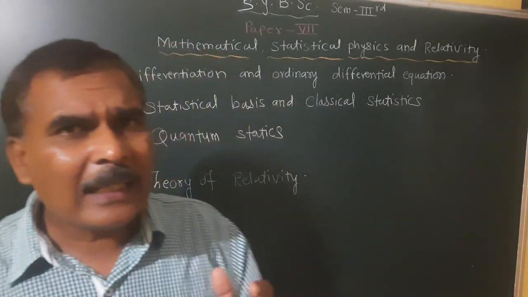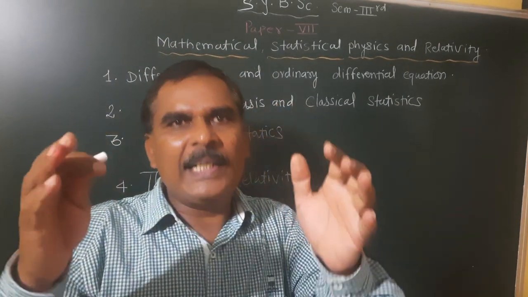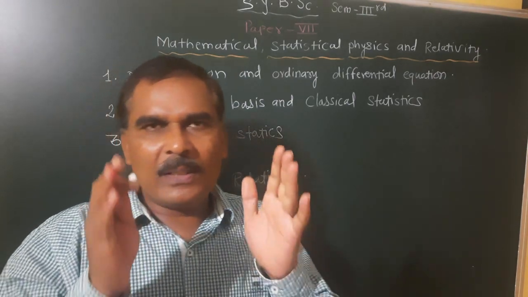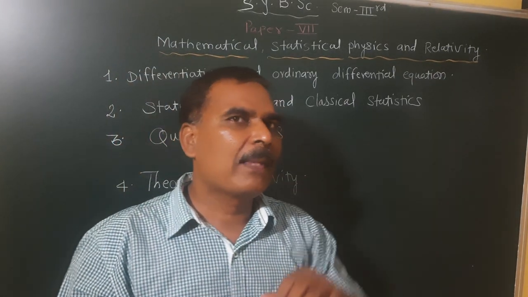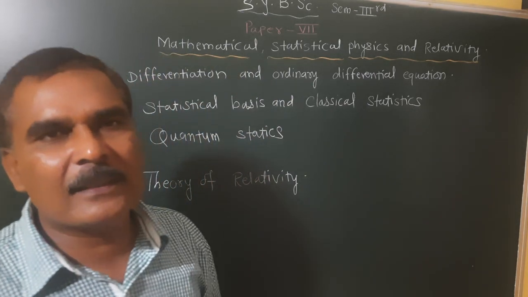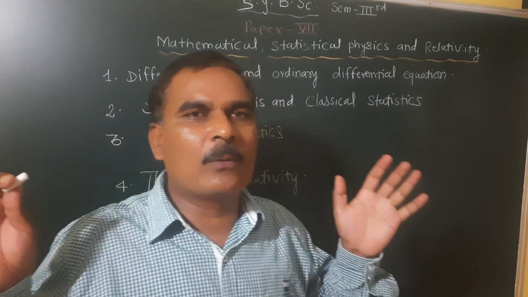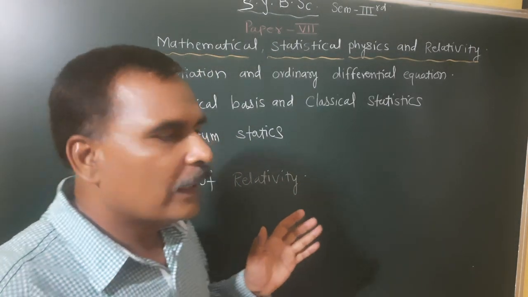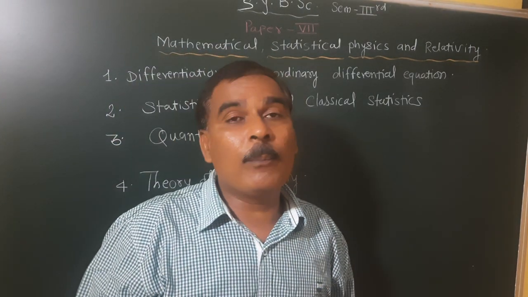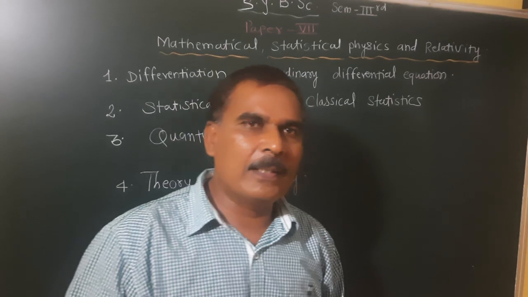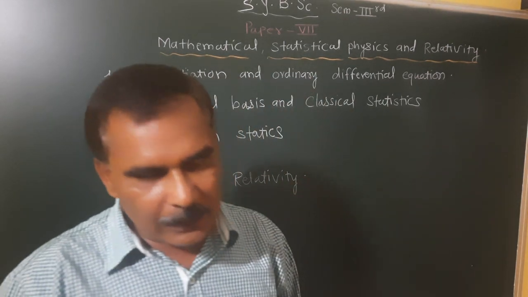Also, in that course, we have to study 3 different sections. First one is mathematical physics. Second one is statistical mechanics. And third one is relativity. These 3 sections we are going to study in this course. That's why this course is very important while studying in second year B.Sc. Physics.